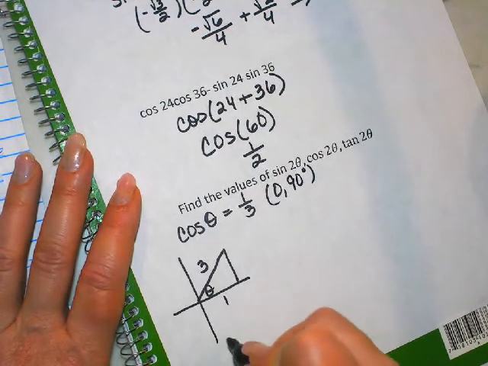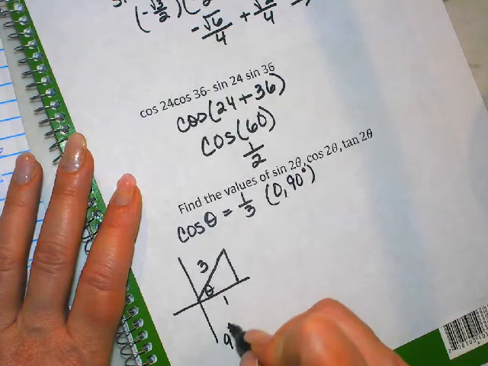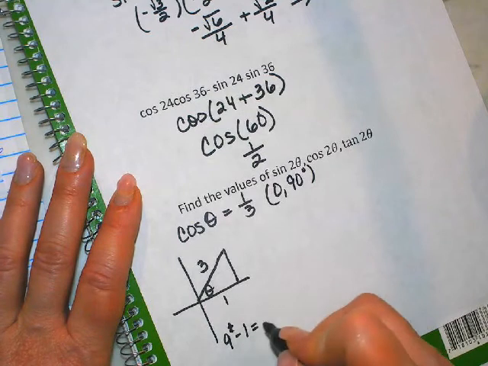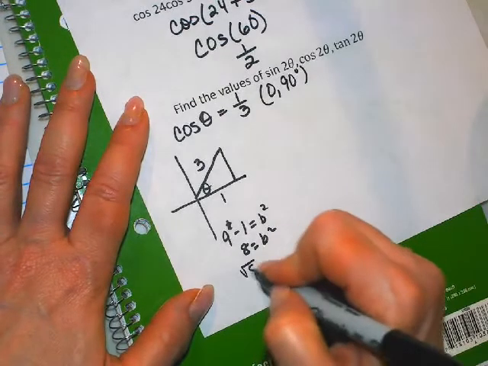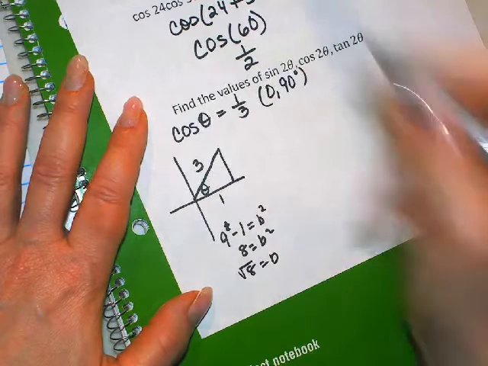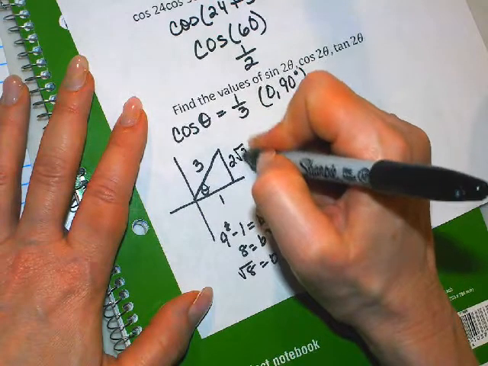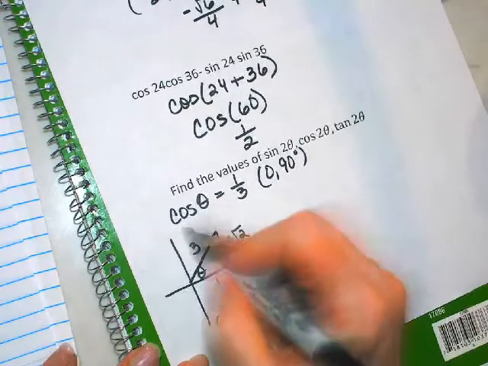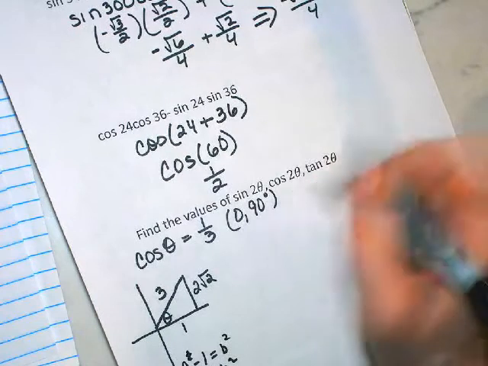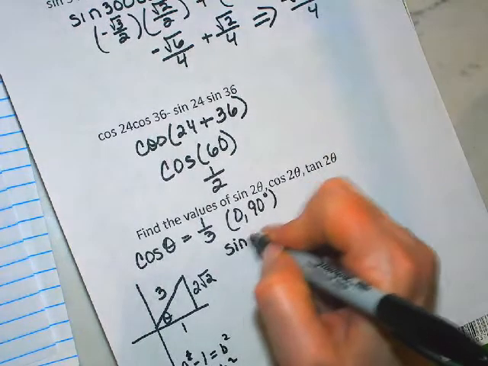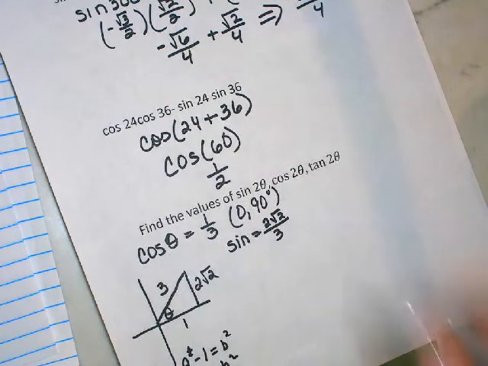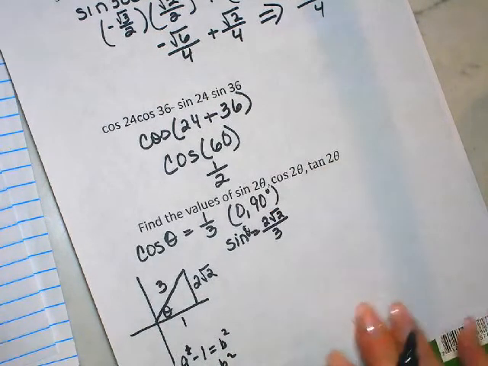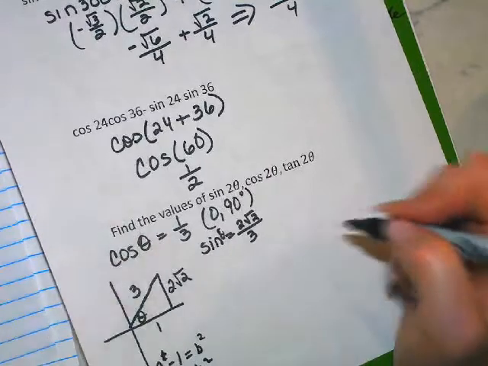I have to first find this side, so it's going to be 9 minus 1 equals that side squared, call it b, so 8 equals b squared, square root of 8 equals b, and of course we'll write that in the correct form, which is 2 radical 2. All right, now I know what my cosine is, so technically I could tell you what my sine is. My sine is going to be 2 radical 2 over 3. Okay, the sine of theta.